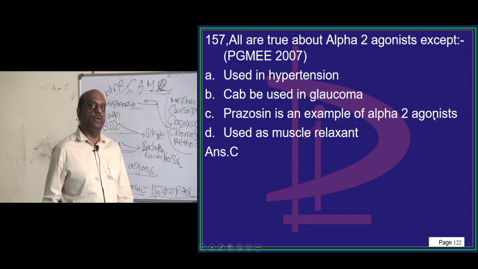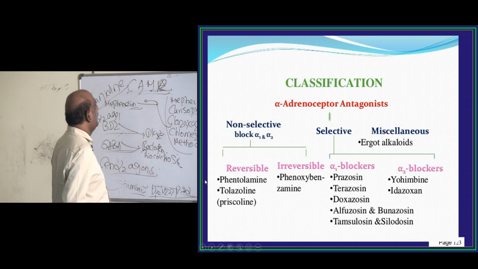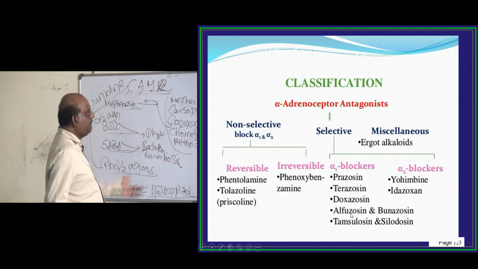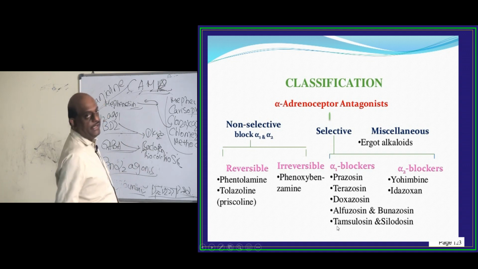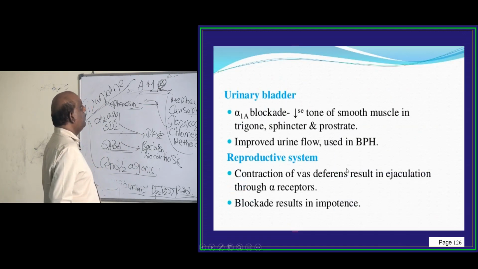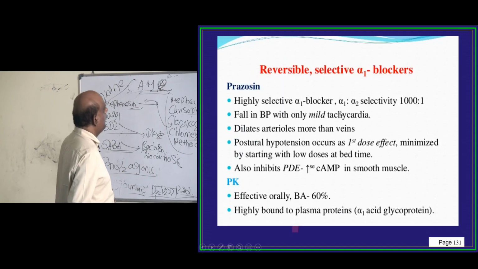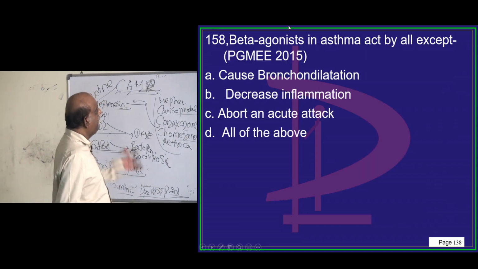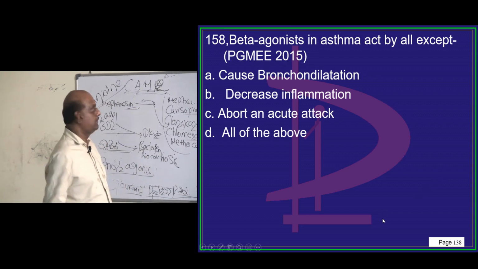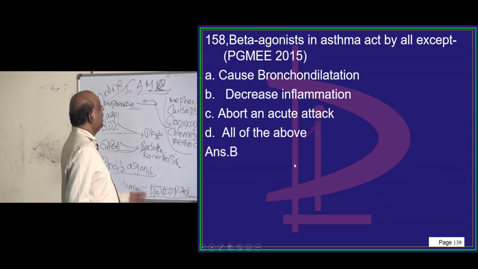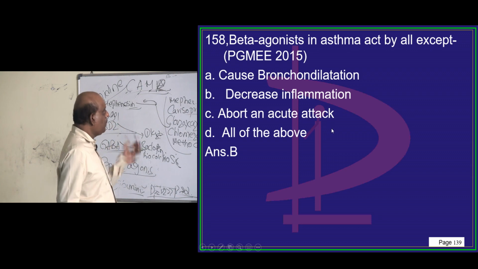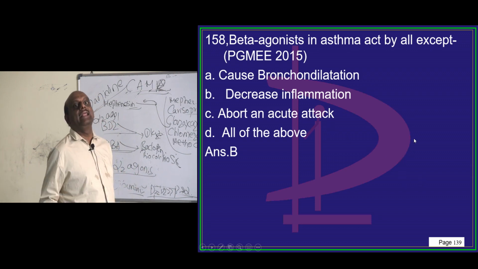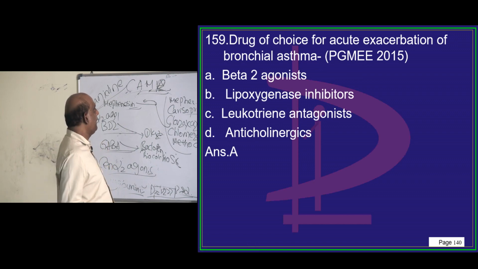Alpha 1 is an antagonist, a blocker. So just now we discussed the various alpha 1 blockers: prazosin, terazosin, doxazosin. Now doc, beta agonist in asthma, what do they lead to? Typically they cause bronchodilation, they abort an acute attack. They are all true, but they are not anti-inflammatory, is what you should remember.